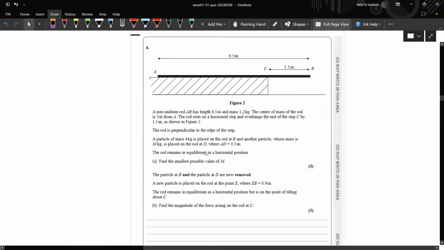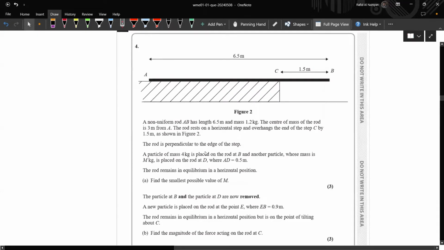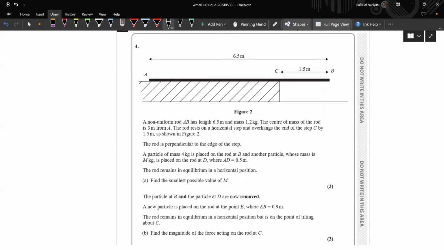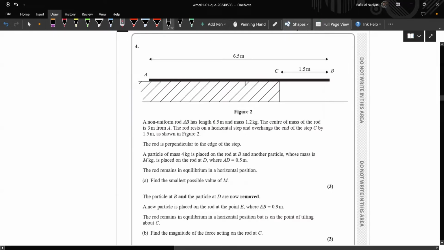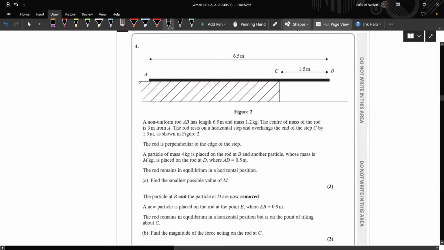Okay, number 40. What's it saying? A non-uniform rod AB has length 6.5 meters and mass 1.2 kilograms. So the rod is non-uniform, it has length 6.5 and mass 1.2. We don't know if the weight is acting at the center or not, because it's non-uniform. Now, the center of mass of the rod is 3 meters from A. Now we do know where it is. It's somewhere here, so let me write that down. This is 3 meters, and the weight is 1.2 times g.